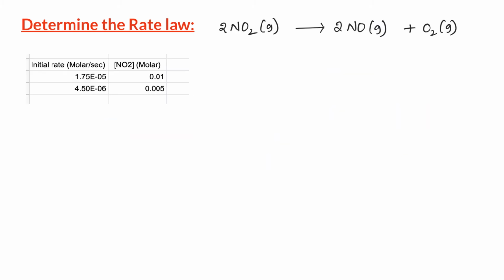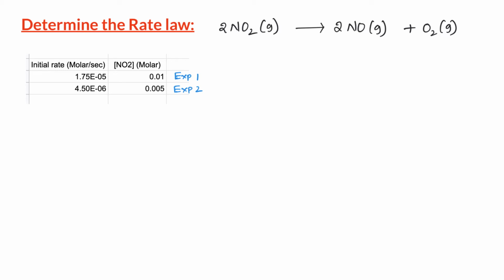Let us say we have done two experiments, and here is the data for that. For each of the experiments, I have the initial concentration of NO2 and corresponding initial rate. Next, let us plug in the initial rate and the concentration of NO2 for experiment 1 in the general form of the rate law.